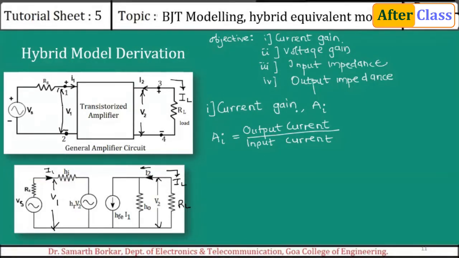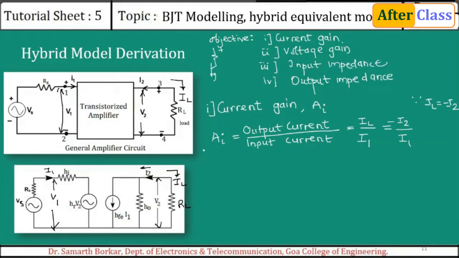AI is the output current upon the input current. What is the output current? Notation is the load current IL upon I1. If you see, this I2 is moving in the opposite direction to RL. Fine. So why is it going in the opposite direction? Because if I take a common emitter circuit, current always flows from higher potential to lower potential. Fine. So IL can be written as minus I2, looking at these particular notations. Since the load current is minus I2.